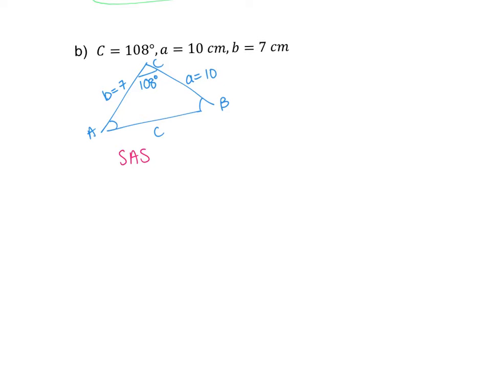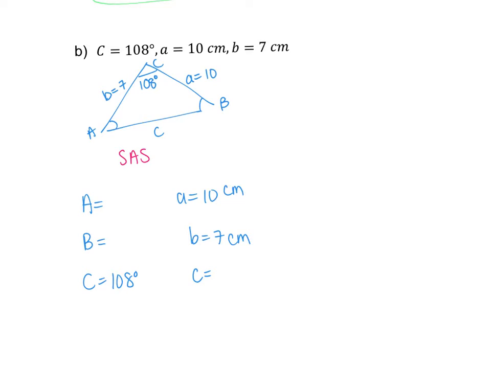In that case, let's organize what we have. We need to find angles A and B. We have angle C, which is 108, which is good. We have side A and side B, in centimeters. We don't have side C, so we'll have to get that. So let's start by finding the missing side here, so that we know which one is really the smallest side.